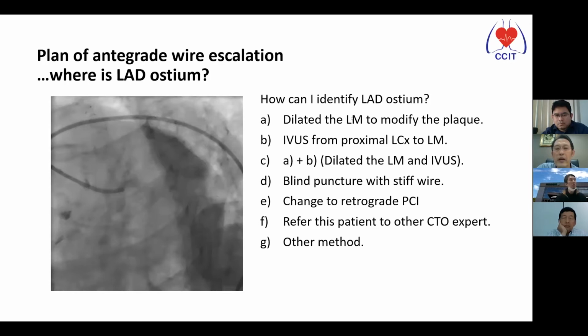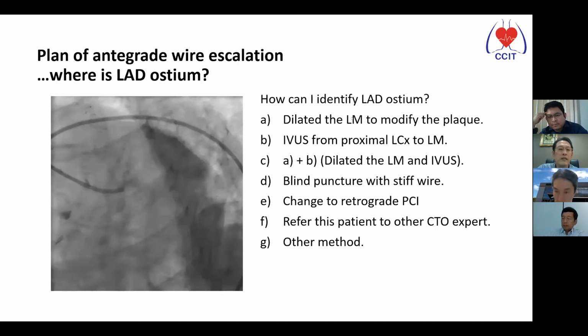So maybe just dilate the left main and try to cross the ostium of the LAD by using a double lumen catheter like the Sasuke. The first wire in the circumflex and the second wire maybe a CTO wire to cross the ostium of the LAD. And what is your opinion, Dr. Abdullah?